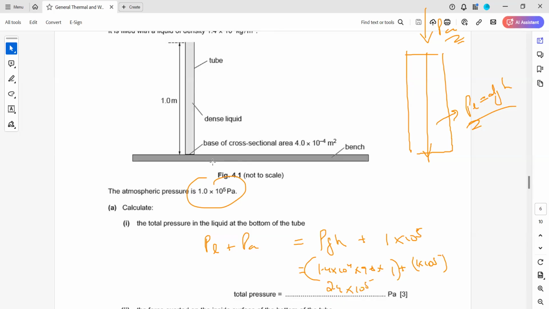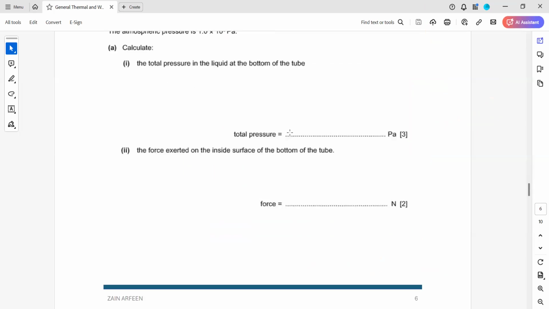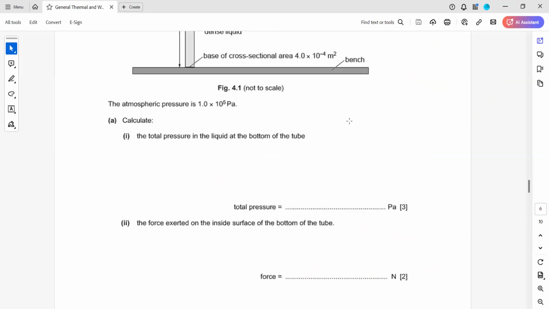If the height or depth is given in centimeter, you have to convert into meter. Then we need the force exerted. So we have the cross-sectional area. Pressure is force over area. So if we need the force, force is pressure times area. So we have this value 2.4 into 10 to the power 5 multiplied by the cross-sectional area.